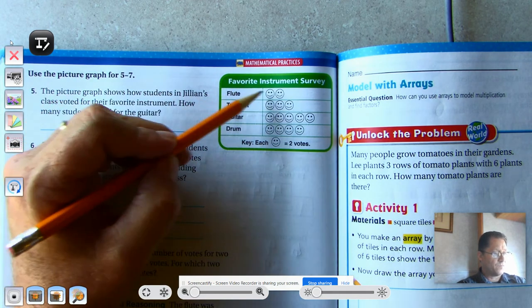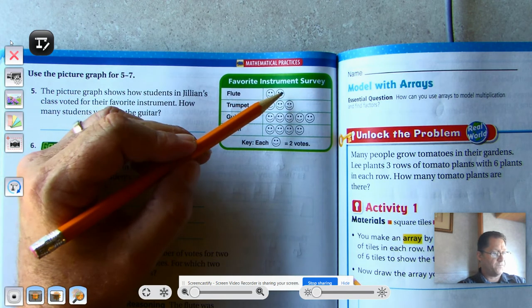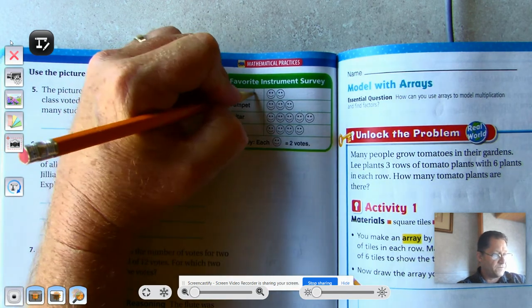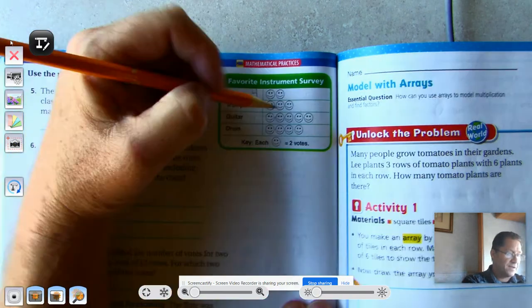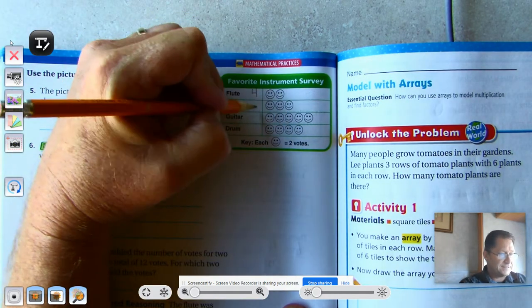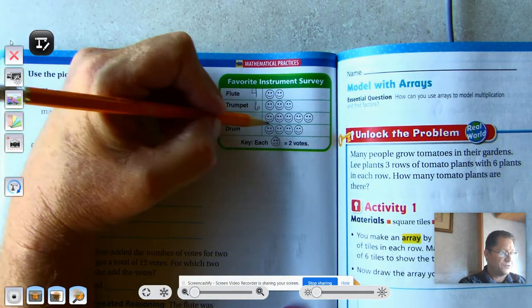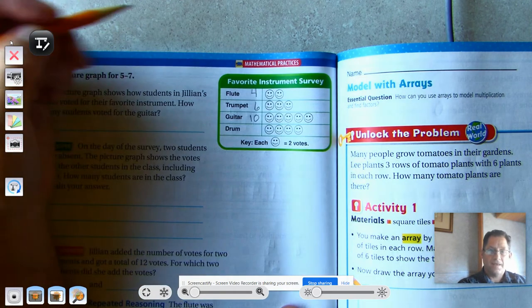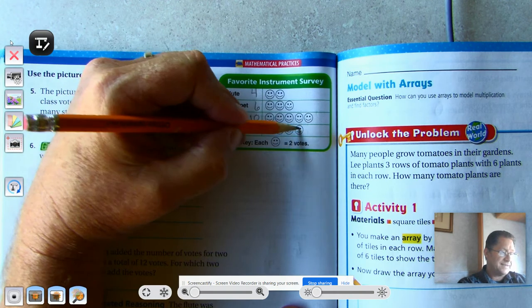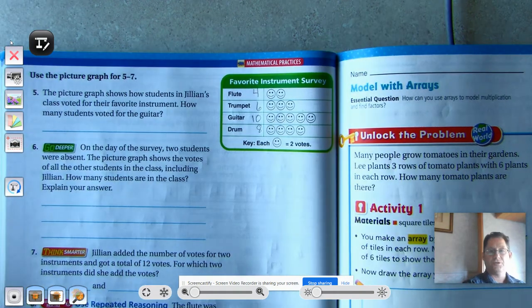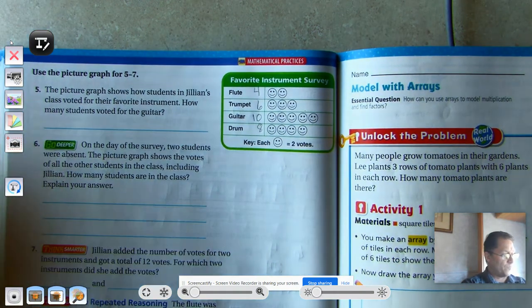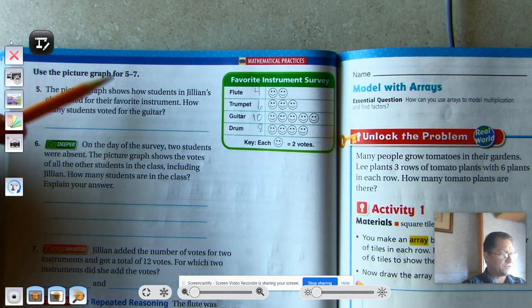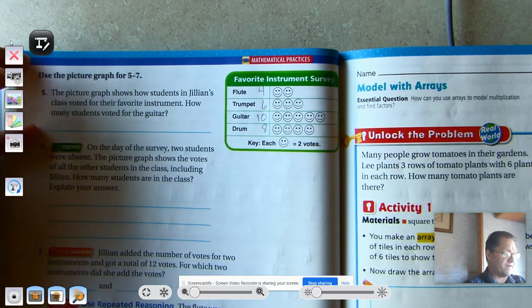So 4 people chose flute as their favorite instrument. 2, 4, 6 chose trumpets. 2, 4, 6, 8, 10 chose guitar. And 2, 4, 6, 8 chose drums. So, the picture graph shows how students in Jillian's class voted for their favorite instrument.